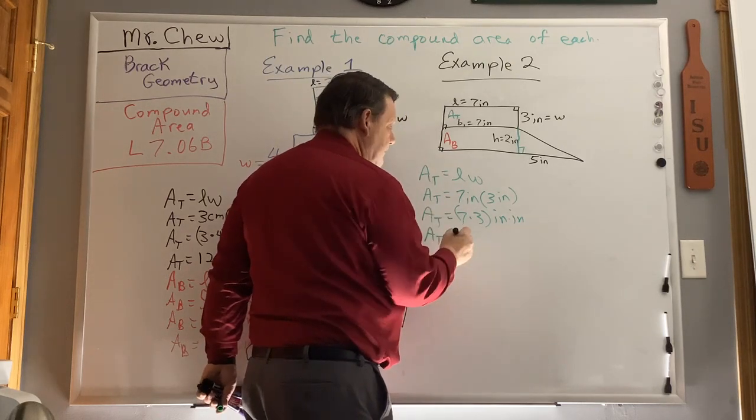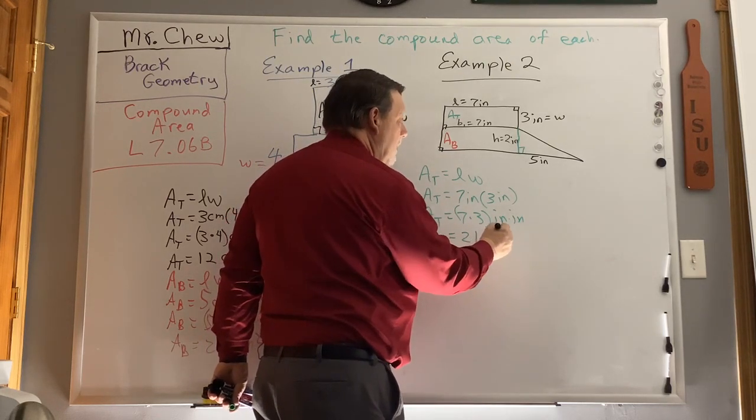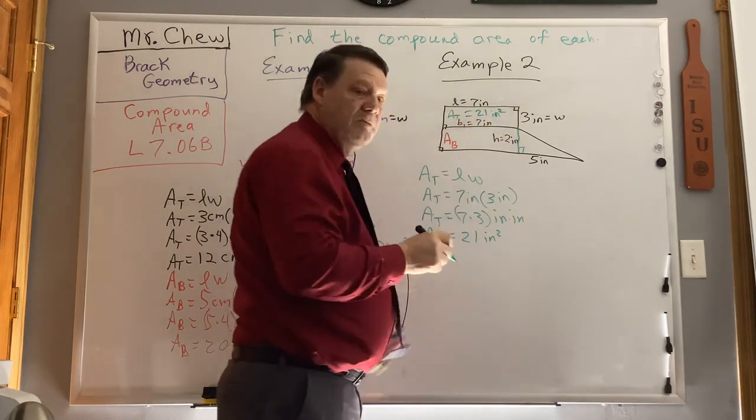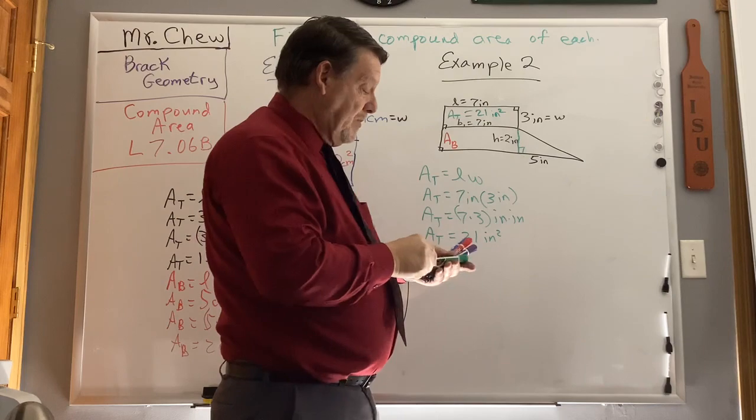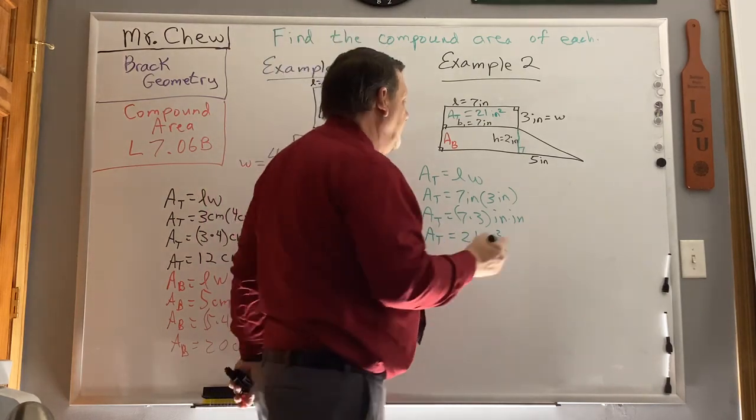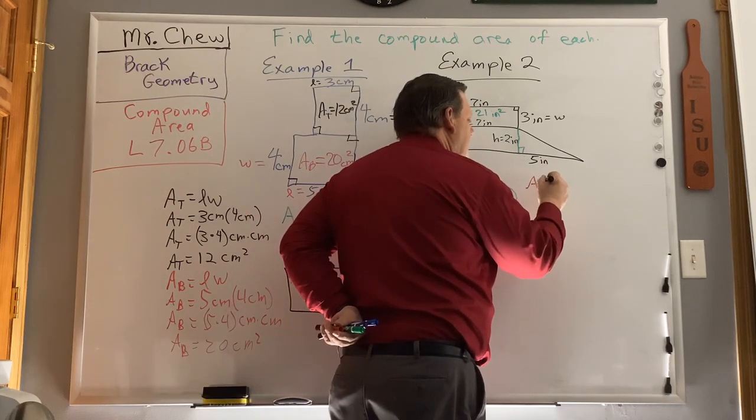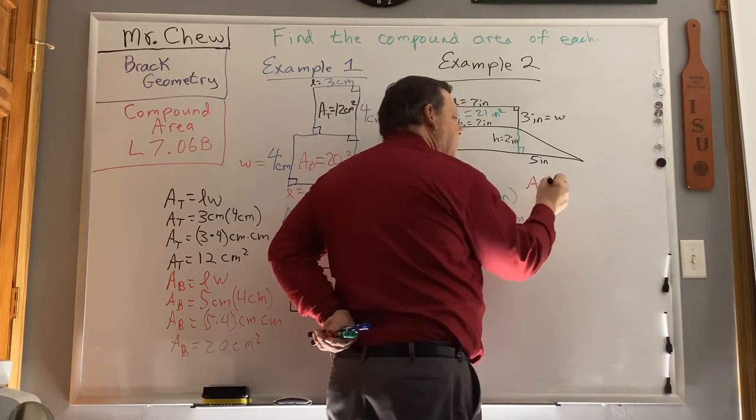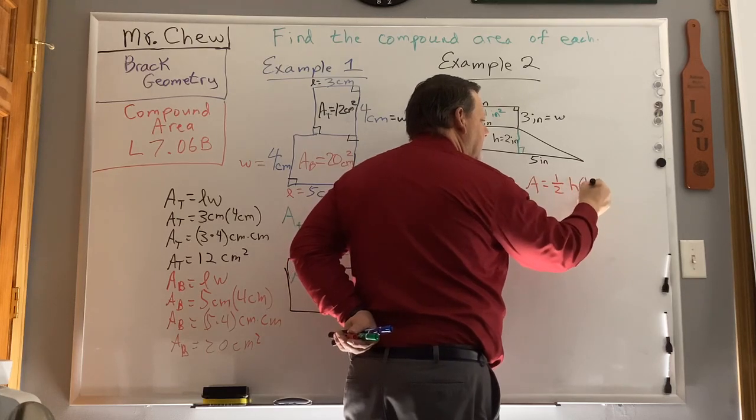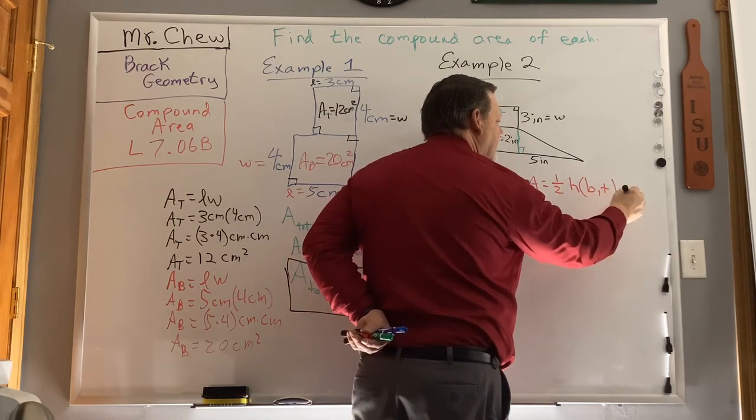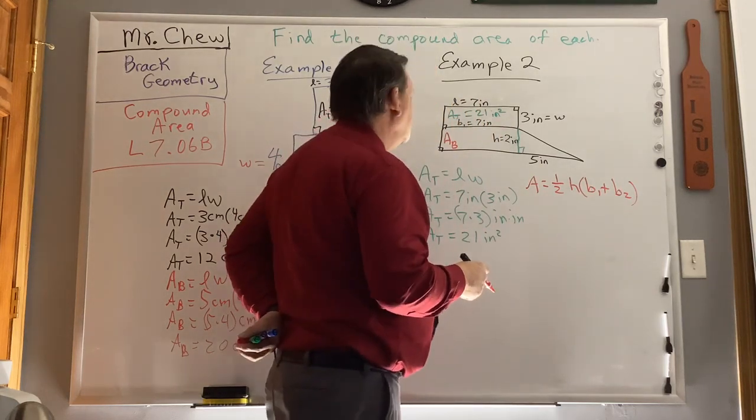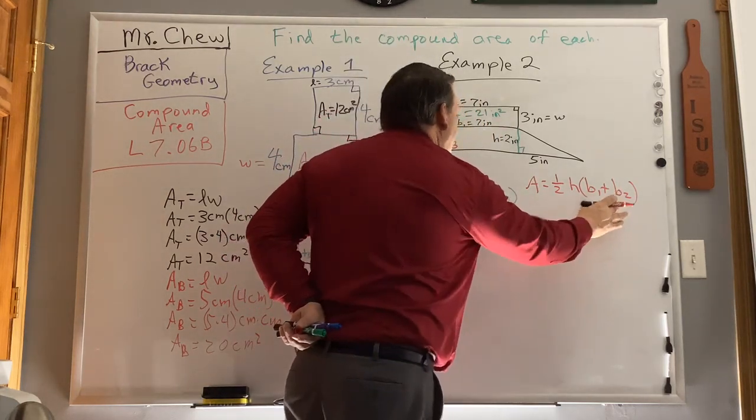So the rectangle's area is 21 inches squared. So I can write it in. All right. Now the trapezoid is a little bit harder. A trapezoid has a little bit more complicated of a formula. So the area of a trapezoid is 1/2 the height times the sum of the bases. Very similar to a triangle formula, only we're adding the bases.